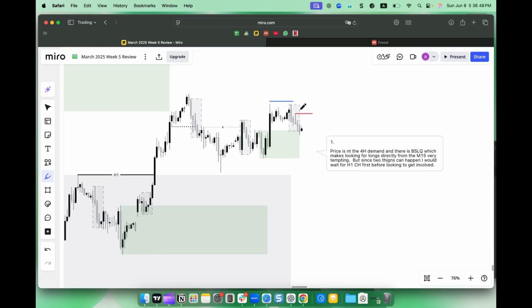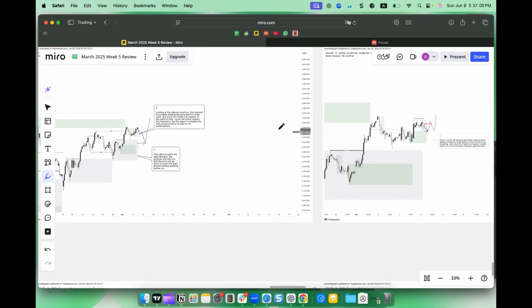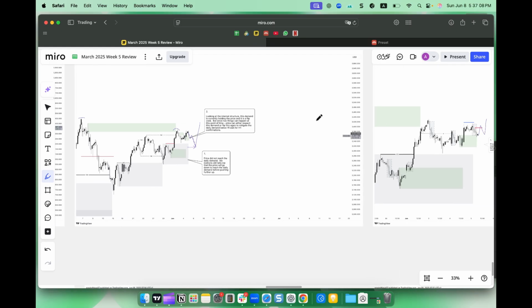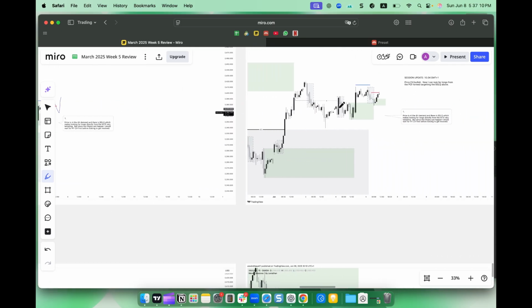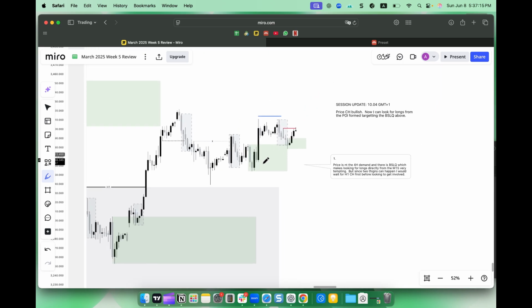Here we go. So kind of equal highs being formed. The only thing that I want is for the price to chalk bullish. Once the price chalks bullish, then I can look for longs, targeting this high as well as this high.